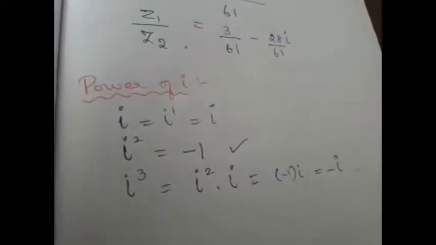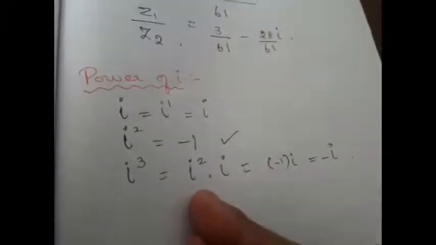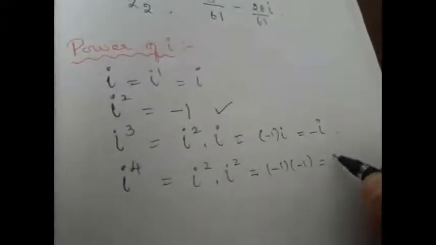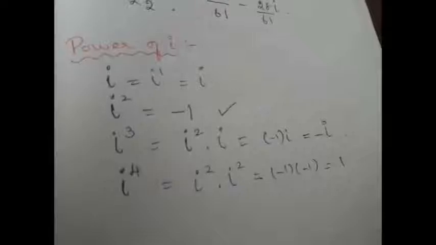What is i square? Minus 1 into i, so this is going to be minus i. Wherever you come across powers of i, you try to break it in terms of i square, because you know the value of i square only. When it comes to i power 4, you can write it as i square into i square, so it will become minus 1 into minus 1, which is plus 1. Likewise, we can find the powers of i.